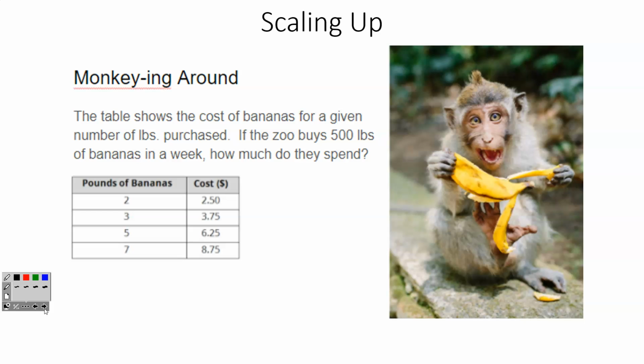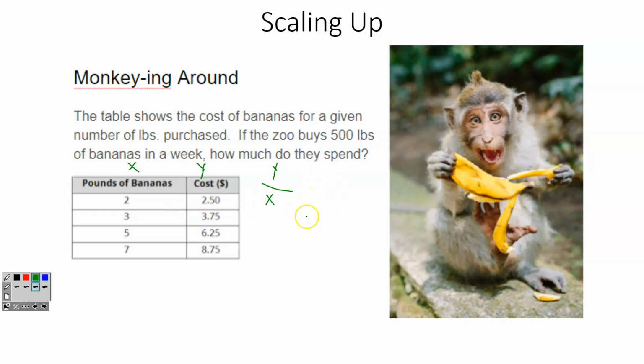As far as scaling up goes, the table shows the cost of bananas for a given number of pounds purchased. If the zoo buys 500 pounds of bananas in a week, how much should they spend? Well, there's a couple ways that I could do this. I could find a COP, and to find a COP, that would be a Y, you would do Y divided by X.